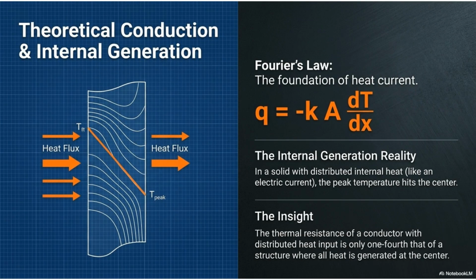Heat flow starts with Fourier's law. In solids with distributed internal heat, like an electric current, the peak temperature hits the center. This insight changes thermal resistance calculations for conductors with distributed heat input.